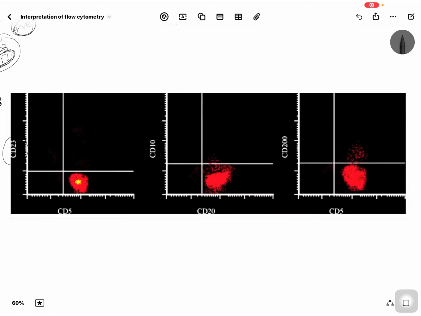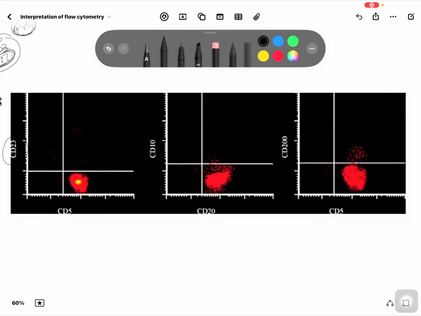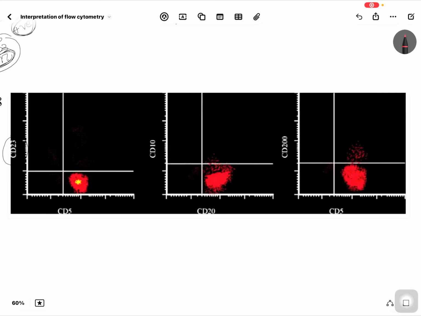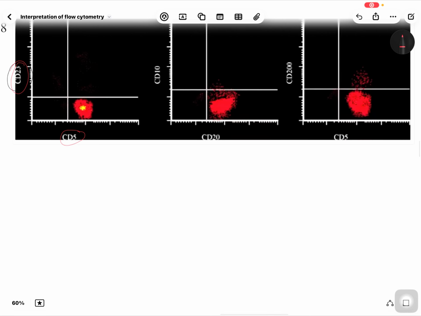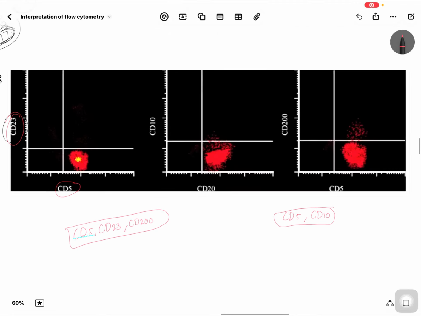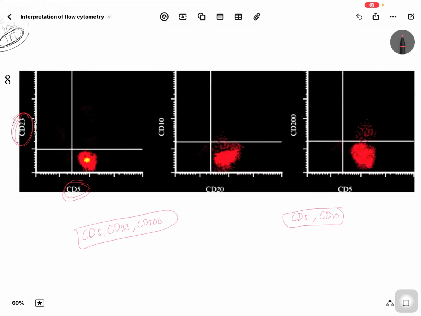Okay, here. CD23, CD45. Then what is CD23 and CD5? So do you remember I had given you a cheat code? What was the cheat code? CD5, CD23 and CD200. This is cheat code 1. Then the other cheat code was CD5 and CD10. Now in this example, let's dive in and see if we are going to get CD23 present.